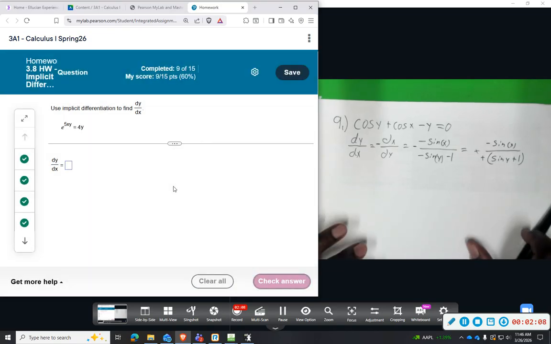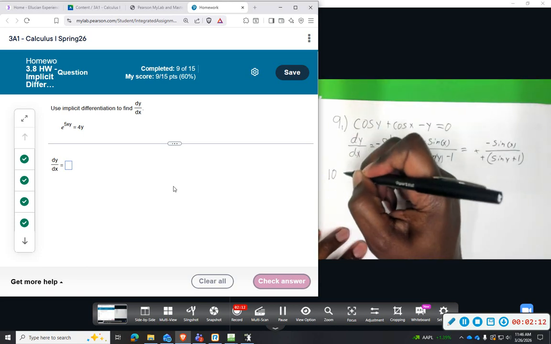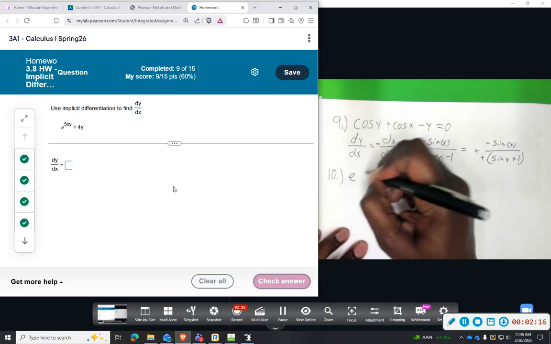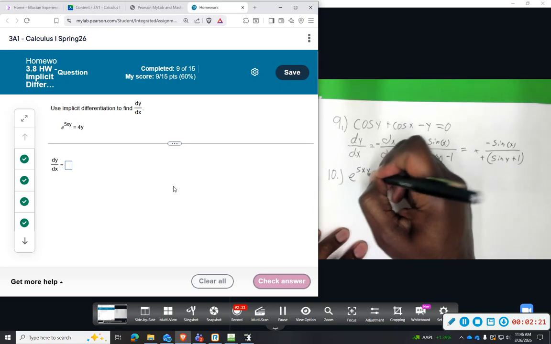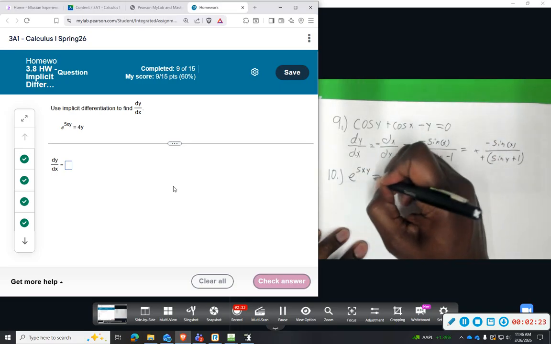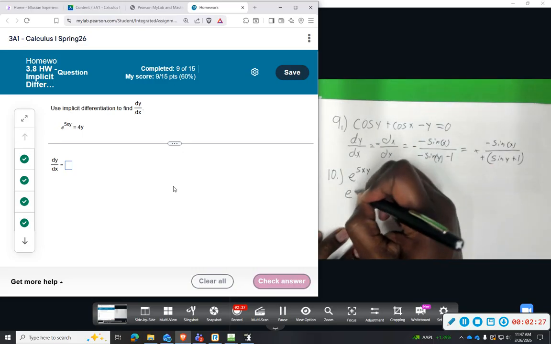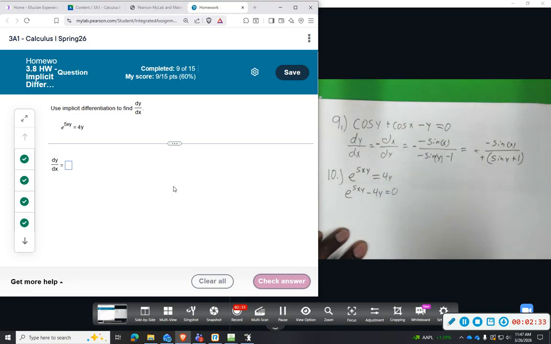Number 10, again, we want to use implicit differentiation. We have e to the 5xy equals 4y. So I'm going to set it equal to 0. So this is e to the 5xy minus 4y equals 0.